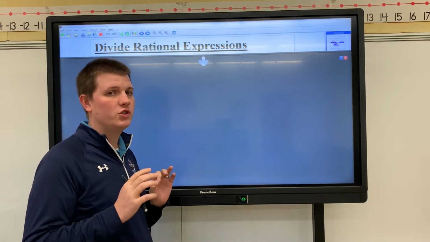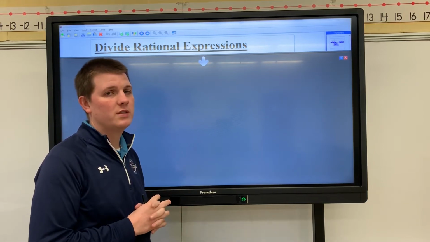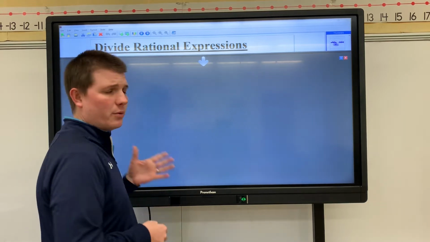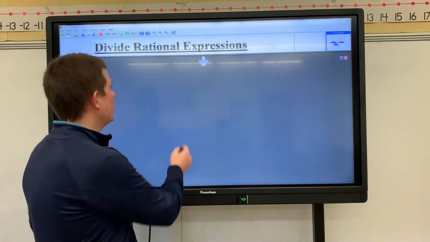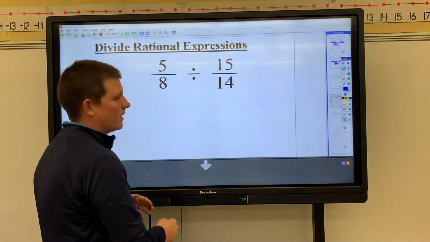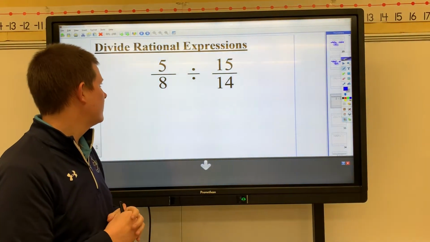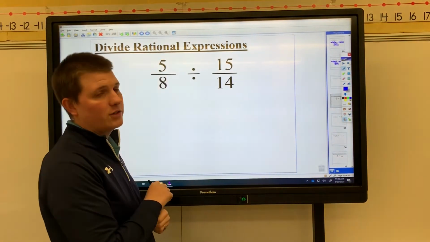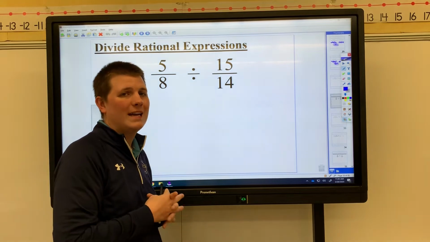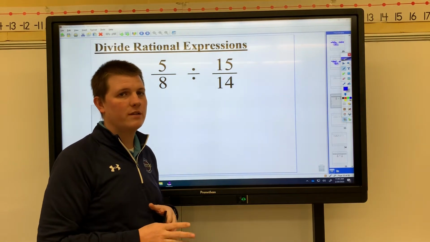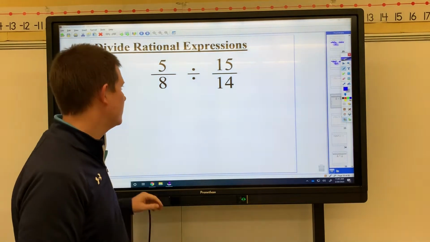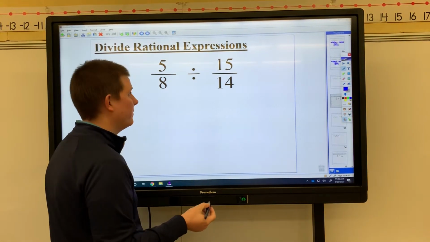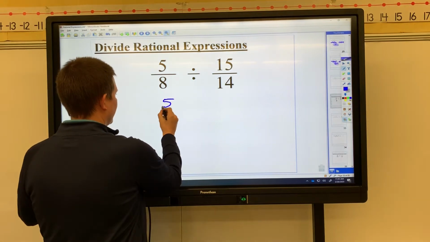Dividing rational expressions is just like multiplying rational expressions. Same thing, except there's one slight difference. Before we do that, let's remind ourselves and go back to dividing regular fractions, like we did in junior high. So 5/8 divided by 15/14. Now, if you remember, the way we divide fractions is very similar, if not identical, to multiplying fractions, except for one slight difference. And what that was, instead of division, we're actually going to change this to a multiplication problem. And to do that, we keep the first fraction the same.